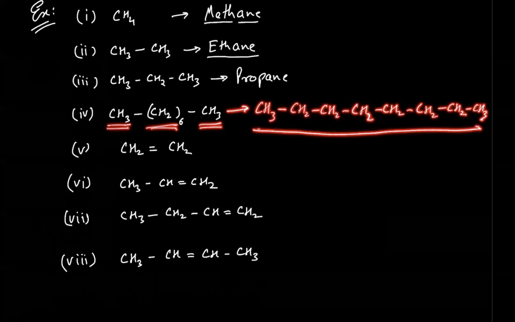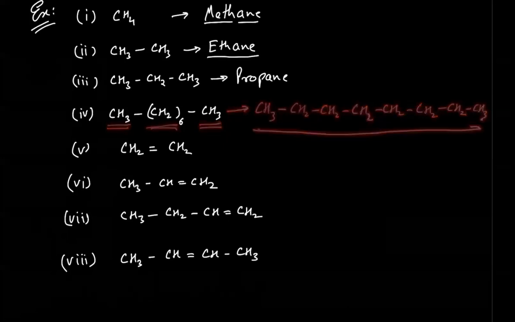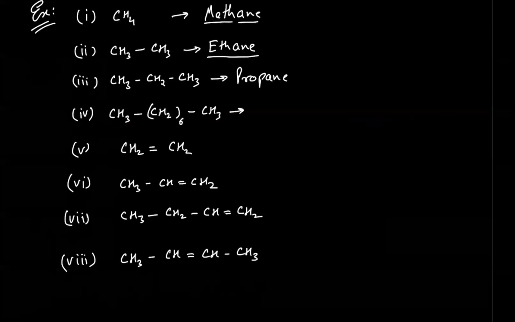So the longest chain contains 8 carbon atoms, and since there are no double bonds, the suffix will still remain ane. The name of this compound comes out to be octane. You must have heard this name somewhere close to petrol pumps, where they say high octane petrol. This is actually a compound which is present in some quantities in fuels.